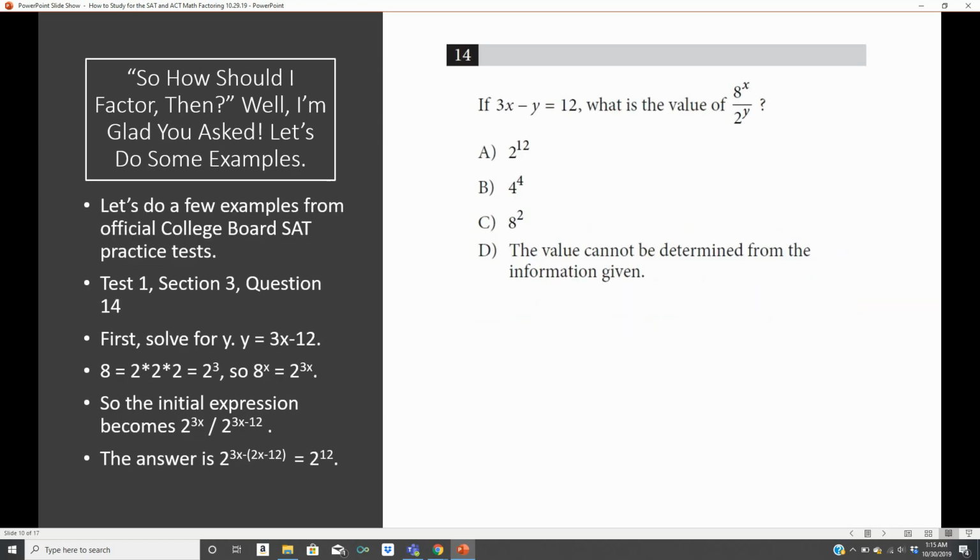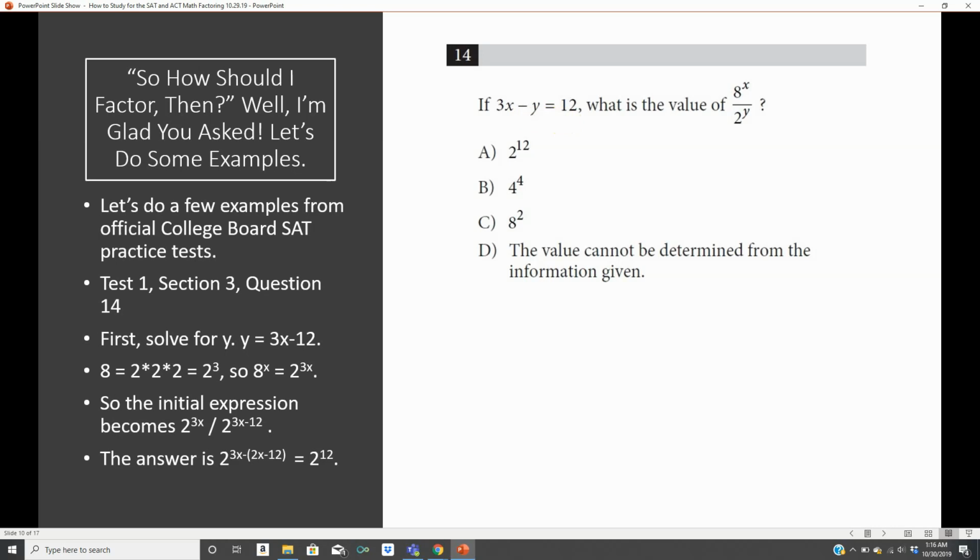All right, so let's do another problem here. Test 1, Section 3, Question 14. First, we want to solve for y. Y is equal to 3x minus 12. Well, how did we do that? We have 3x minus y equals 12. So we just add y to each side. You get 3x is equal to 12 plus y. Subtract 12 from each side, then y is going to be equal to 3x minus 12.